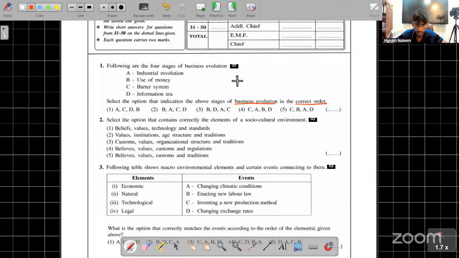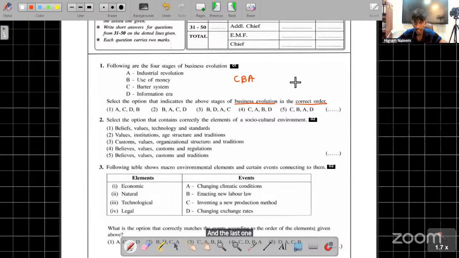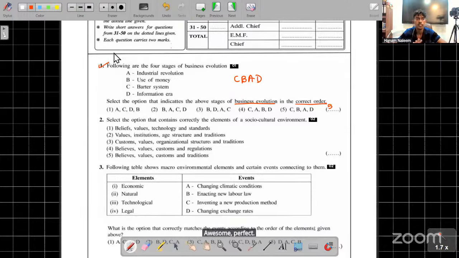Yes, barter system. After barter, what's the next stage of evolution? Use of money, B. So money didn't fail, it is still in practice, but because of the expansion in machineries and all, we went with the industrial revolution, A. And the last one, the technology we are living in currently, that is the information era. CBAD, answer number 5. Easy question.